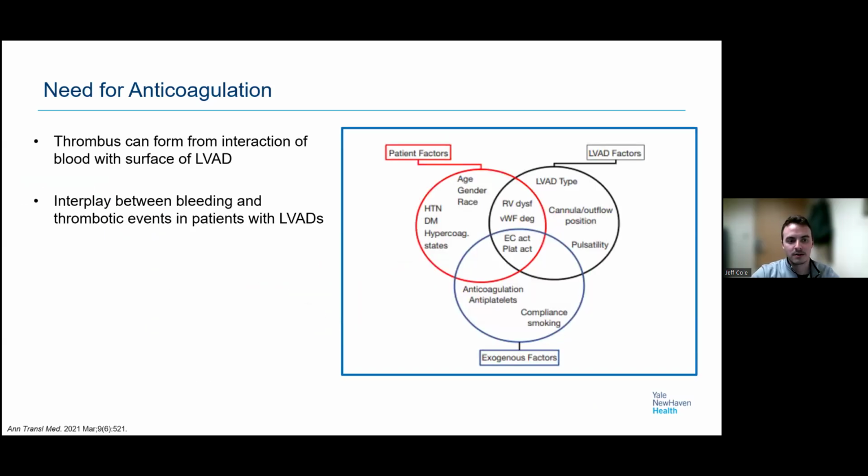A thrombus can form from the interaction of blood with the surface of the LVAD. And then there's an interplay between bleeding and thrombotic events in patients with LVADs. There are patient-specific factors and also exogenous factors. Hypercoagulable state is one example of the patient factors, as well as the type of LVAD you have, the pulsatility, and then also, what is your anticoagulation regimen? What is your antiplatelet regimen? And are you compliant or adherent with your medications as well?